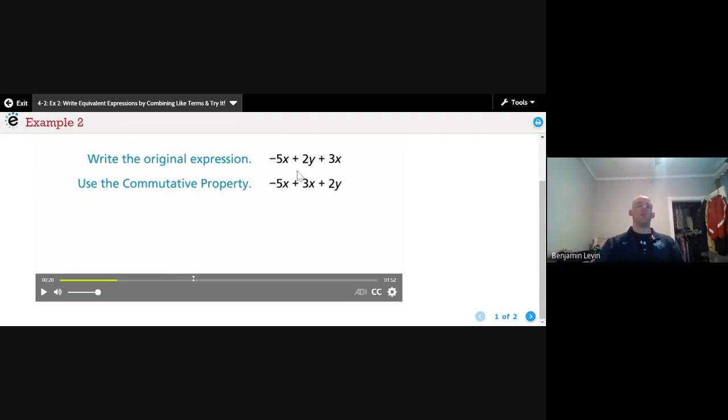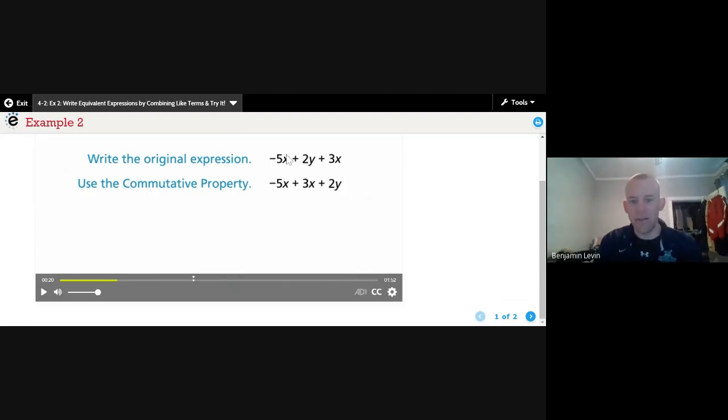All right, do you see what they did? We know that the commutative property says that no matter what order we go in, adding and subtracting is all going to be the same, right? As long as we keep the signs. Adding is always going to be the same no matter what order. So they switched this 2y and this 3x so that the x's could be next to each other, because that makes it easier for us to visualize. If you can do it in your head without doing that, then you can do it in your head.